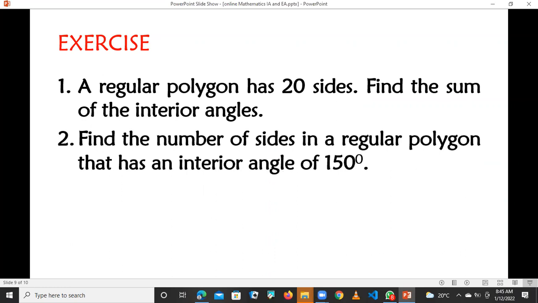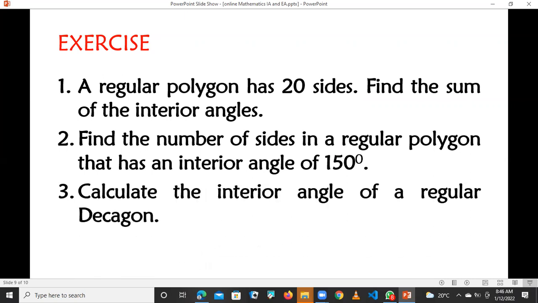Then number two, it says find the number of sides in a regular polygon that has an interior angle of 180 degrees. Remember the things that we said, that the things you should know. So here you have been given the interior angle. Then using the interior angle, you should get the exterior angle. And using the exterior angle, you should be able to find the number of sides. Then the third one, calculate the interior angle of a regular decagon. So these three questions are what I want you to do. I'm looking at time. I can spend some 3 minutes, then after that we can just conclude the program for today.